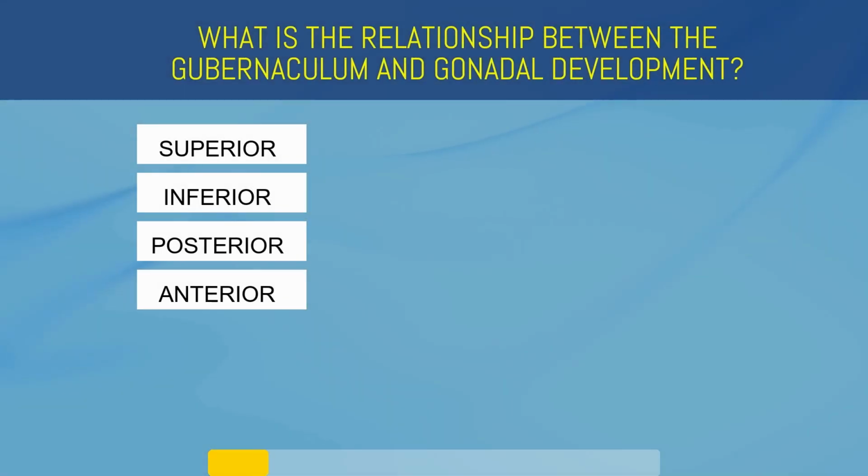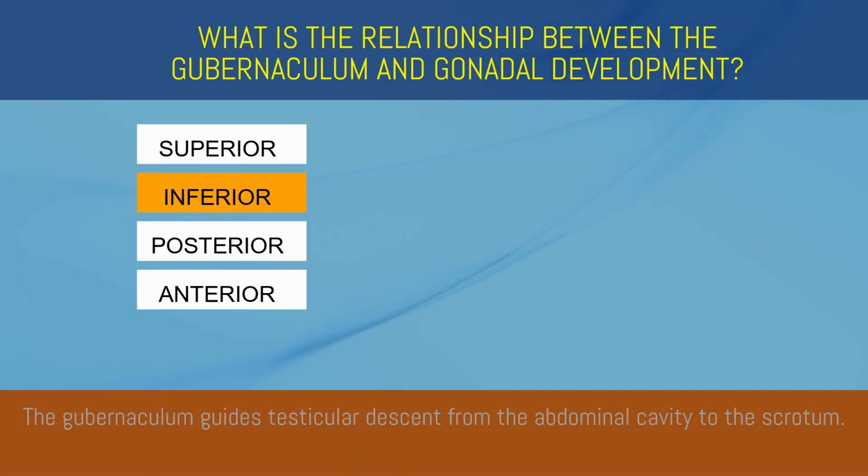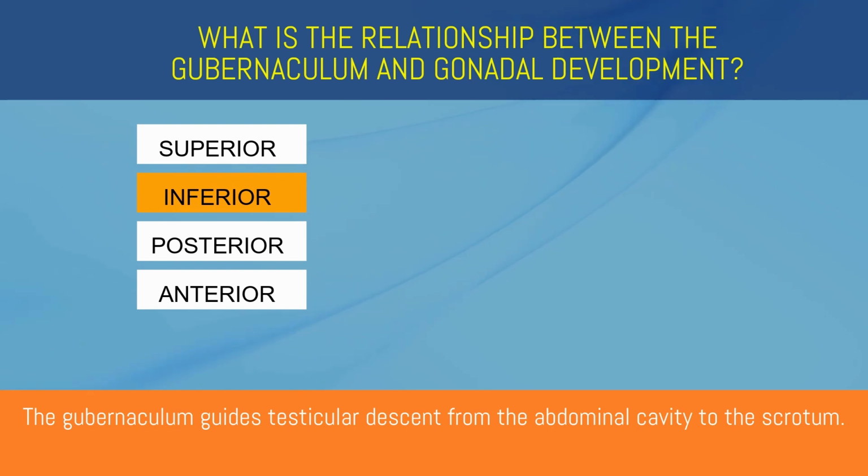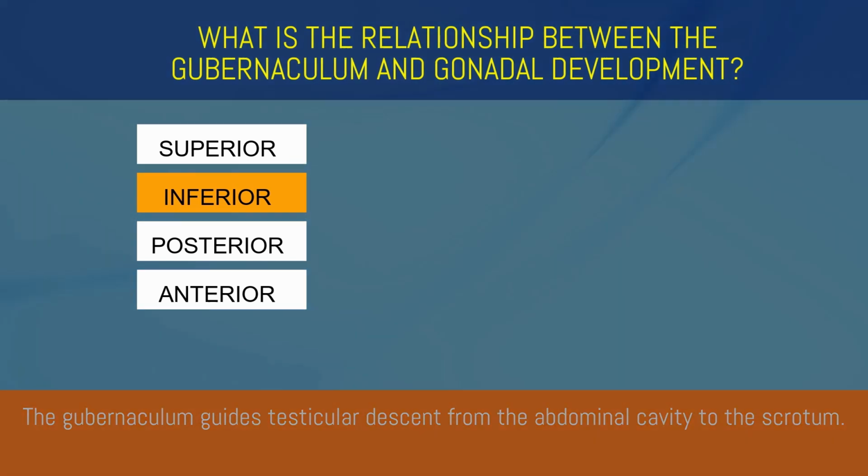What is the relationship between the gubernaculum and gonadal development? Superior, inferior, posterior, or anterior? Inferior. The gubernaculum guides testicular descent from the abdominal cavity to the scrotum.